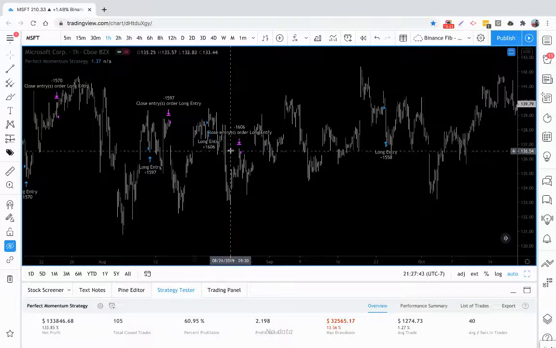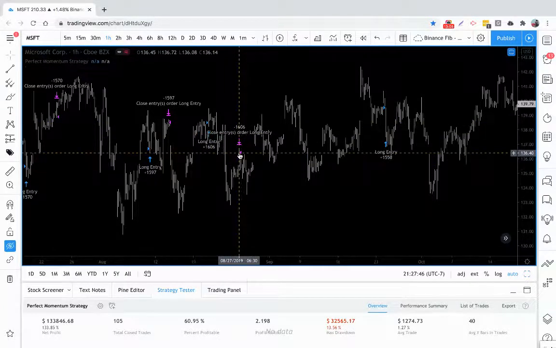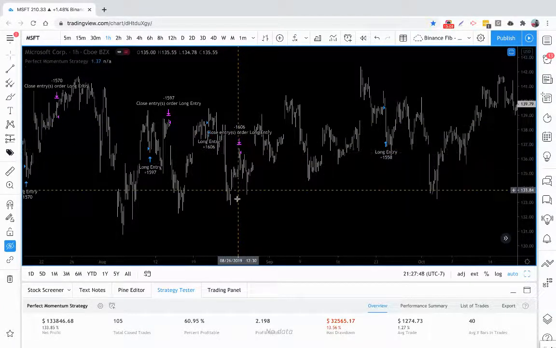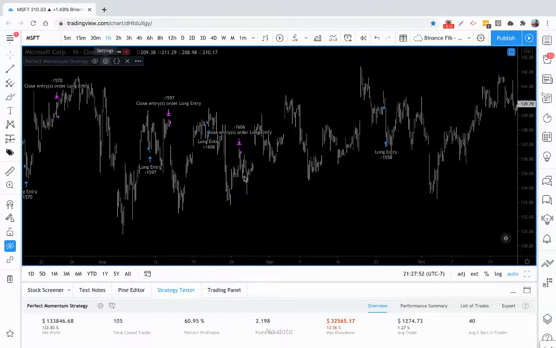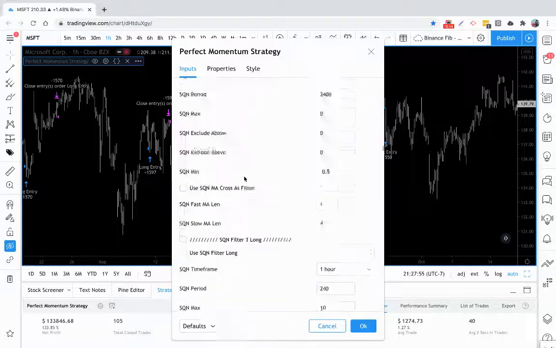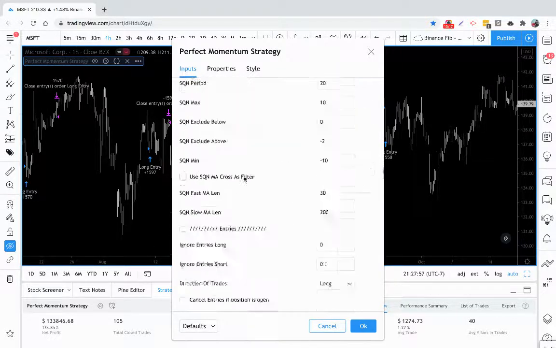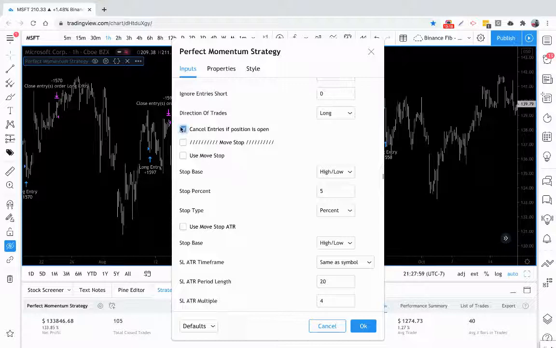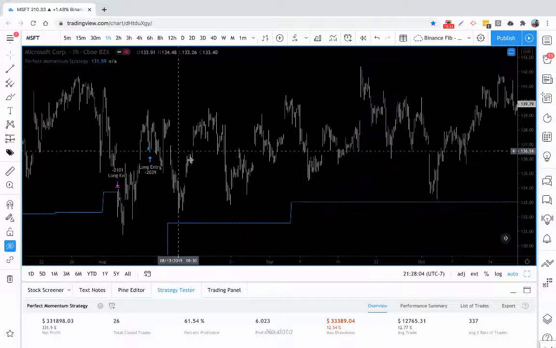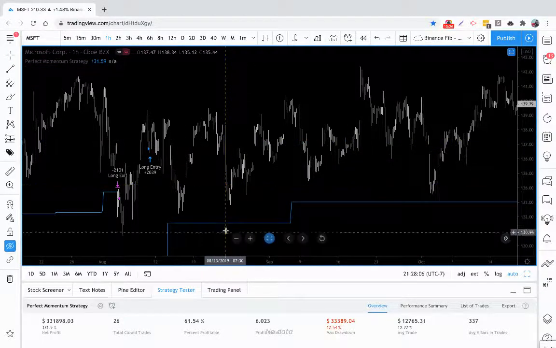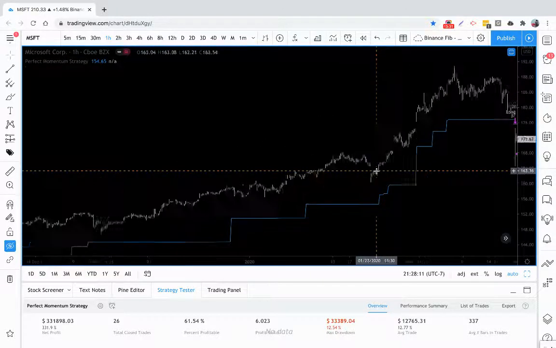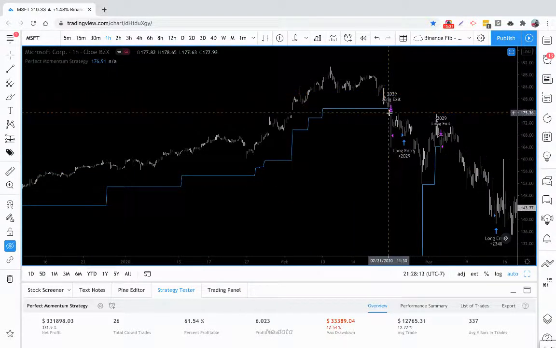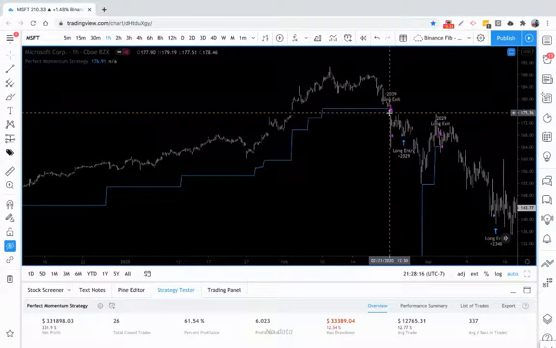Now with the move stop, what's going to happen when, let's say, we have an entry here and we're supposed to exit here, it's actually going to place a new stop loss underneath that and then trail it. So to see that visually, what's actually happening, let me show that to you. So we're going to cancel entries if position is open and then use move stop. So the exit we had here, we moved our stop loss underneath and now we're trailing it. And we're trailing it, and we're trailing it. Now our exit was actually over here. We got a much, much better exit on it.